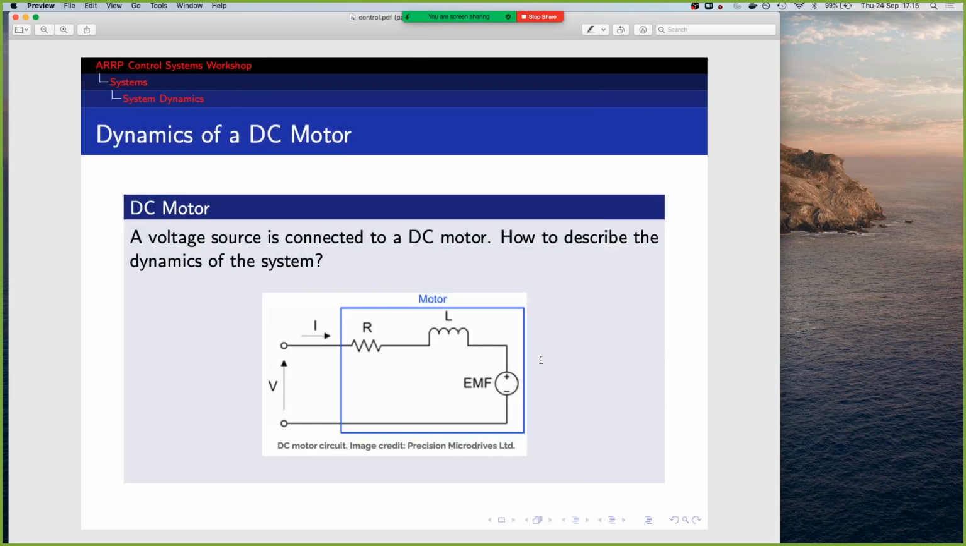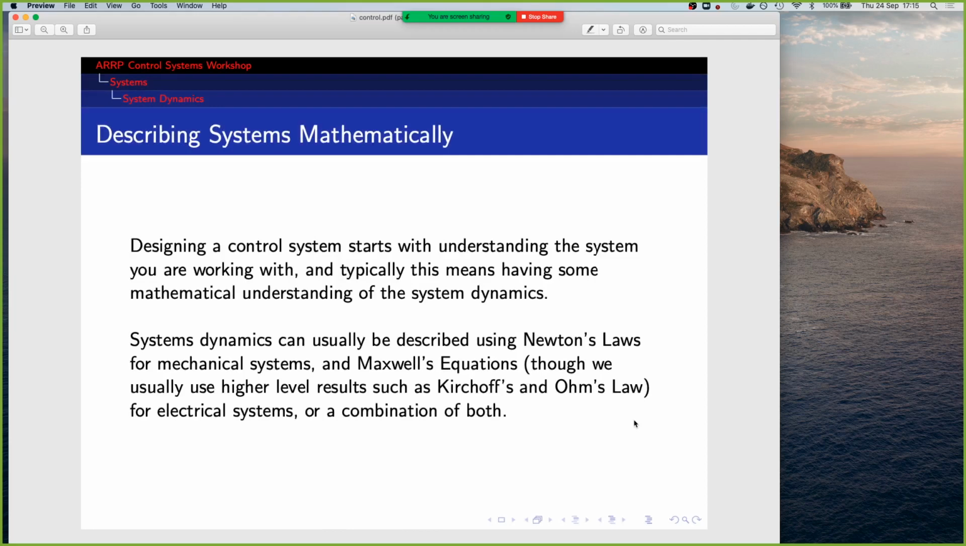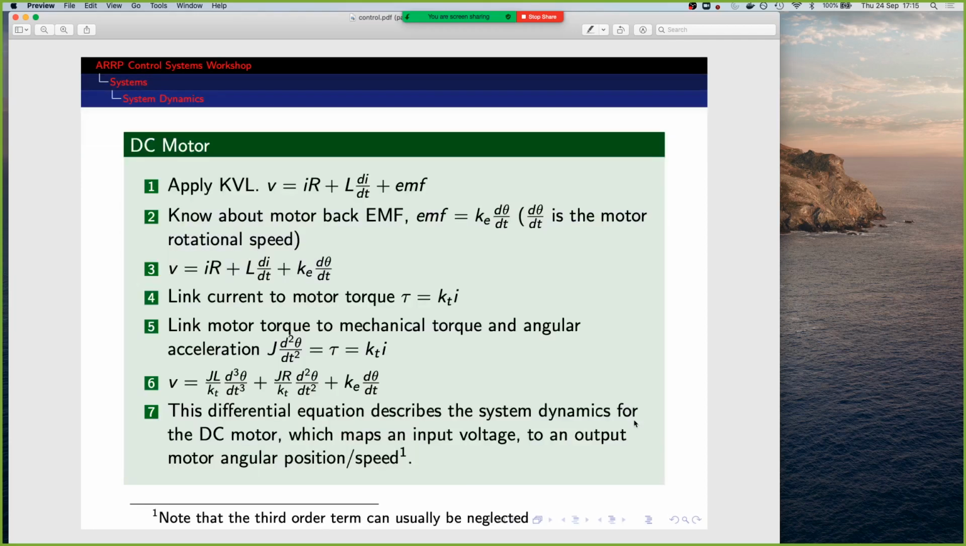As an example, you might derive the equations of motion, the system dynamics, for a DC motor. So a voltage source is connected to a DC motor. How do we describe the dynamics of this system? This is a basic model of a motor. There's an internal resistance, there's an internal inductance, and there's some sort of back EMF generated when the motor turns. So how would we do that?